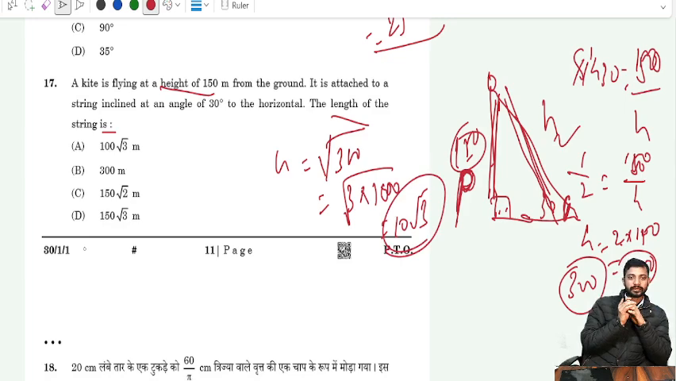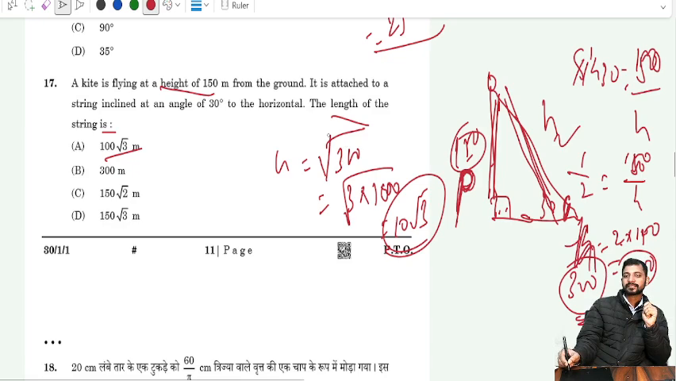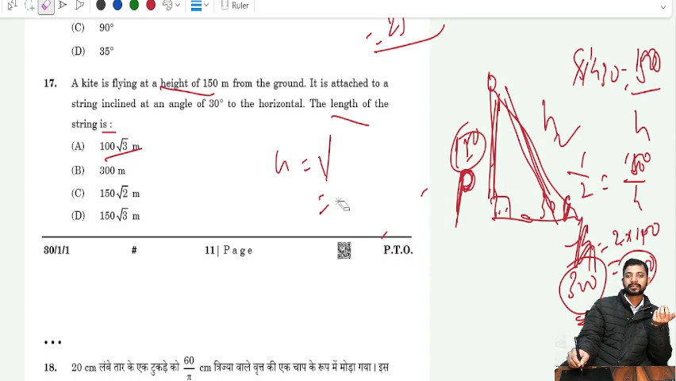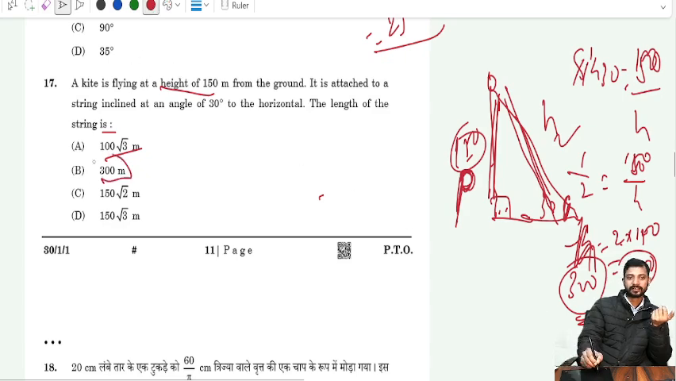So the correct answer is, again, this does not match. Oh, sorry, again my bad. I apologize. Here this is already H. H is 300, not under root. When we find it by the concept using Pythagoras and trig, then it would be under root, but here it is only 300. So H is 300. The correct answer is 300.